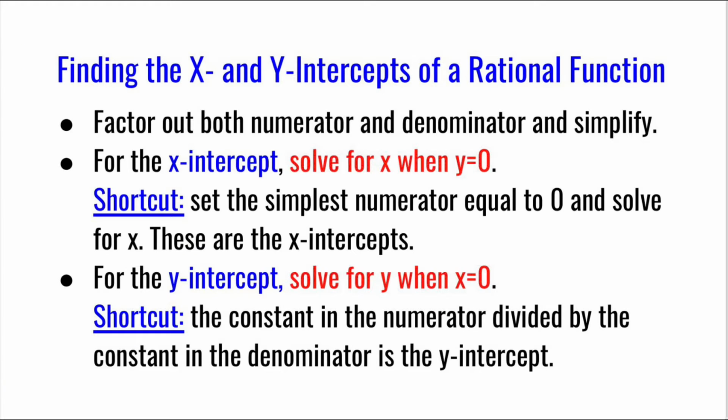In finding the x and the y-intercepts of a rational function, it is important to simplify the function by factoring out both numerator and denominator and then simplifying it. For the x-intercept, we're solving for x when y is equal to 0. Basically, we're just setting the simplest numerator equal to 0 and solving for x. These are the x-intercepts. For the y-intercept, solve for y when x equals 0. And the y-intercept is simply the constant in the numerator divided by the constant in the denominator.